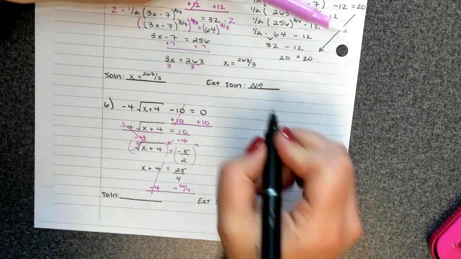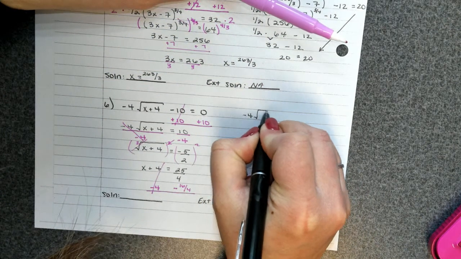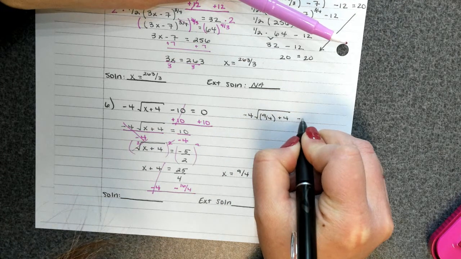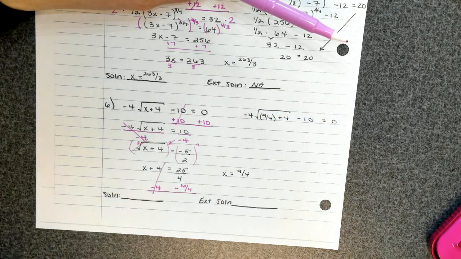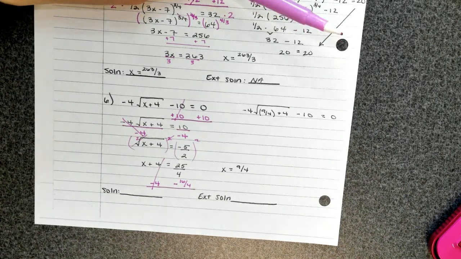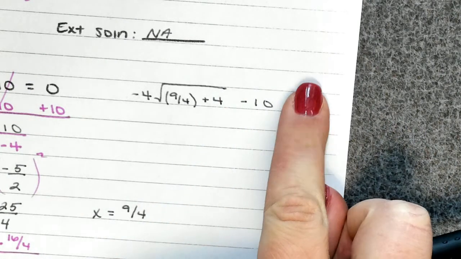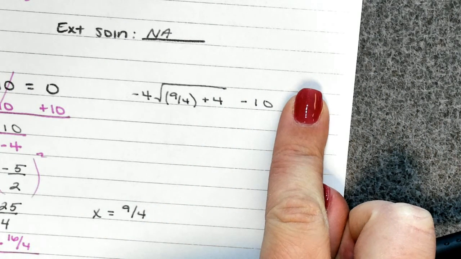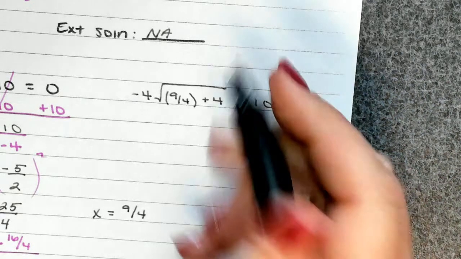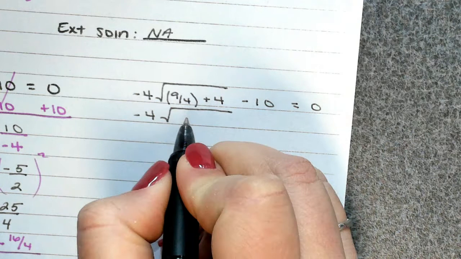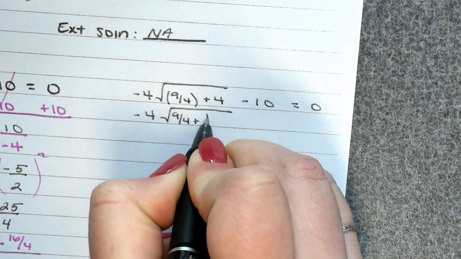Plug it in. So we're going to have a negative 4 times the square root. The x was supposed to be 9 fourths plus 4 minus 10. We'll see if we get 0. Okay, PEMDAS here. Cover up the right side. Number 16, what comes first? We do 9 fourths plus 4. What is 9 fourths plus 4? 25 over 4. So if you want to show your work here, this is the same thing as 9 fourths plus 16 fourths.